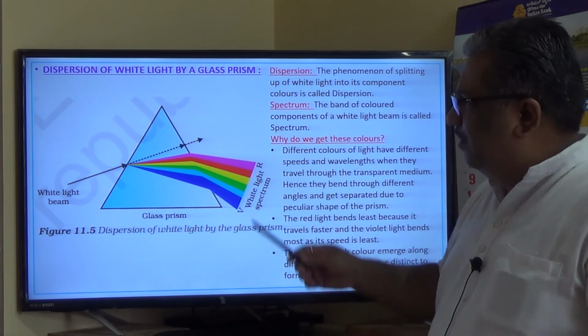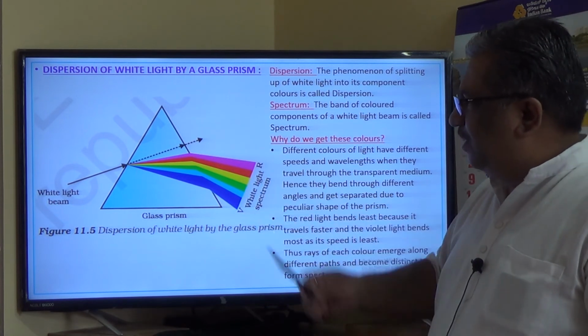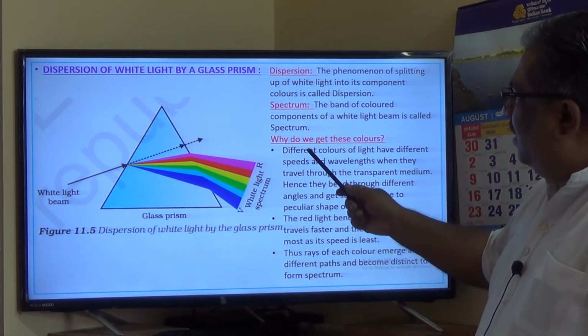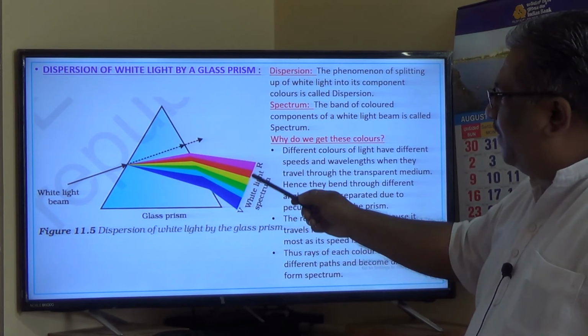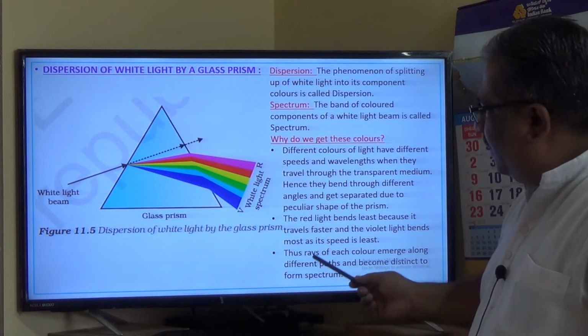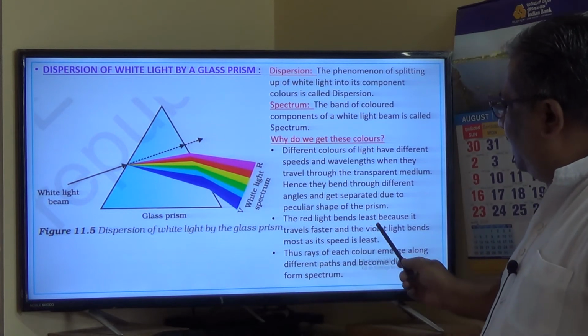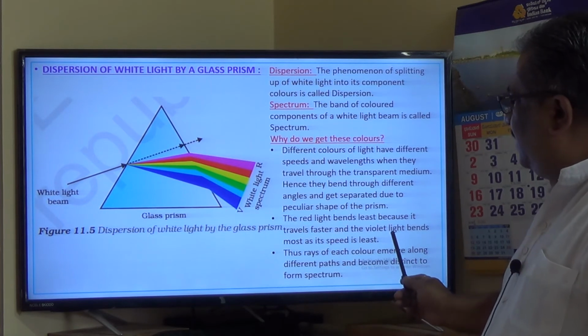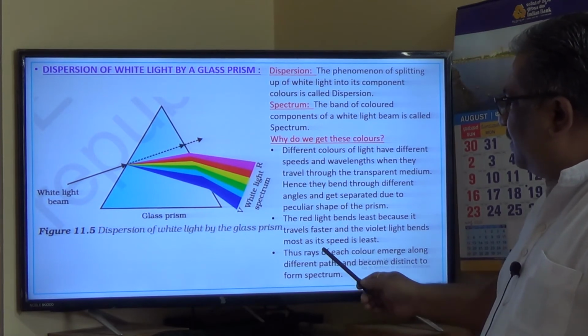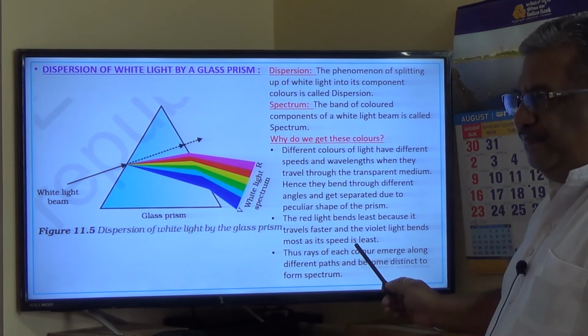Do you understand that? If required, I will try to explain that on the board also, but let us see here. Why the red bends least and violet bends most, I explained. The same thing is written here. The red light bends least because it travels faster, and the violet light bends most because its speed is least.